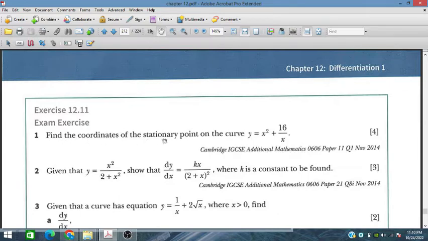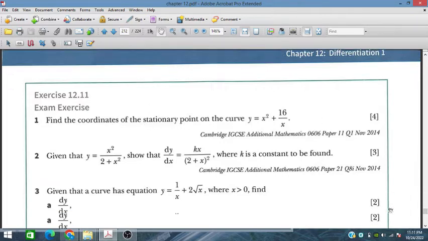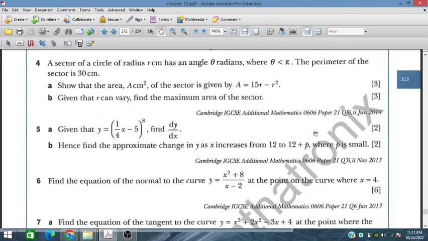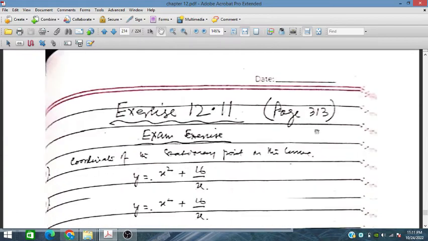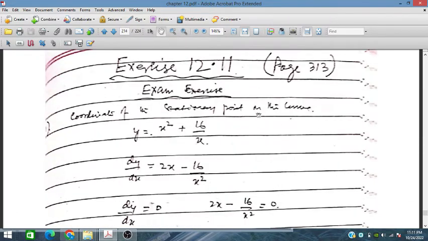Find the coordinates of the stationary point on the curve y is equal to x squared plus 16 upon x. So we have to find the coordinate of the stationary point on the curve y is equal to x squared plus 16 upon x.